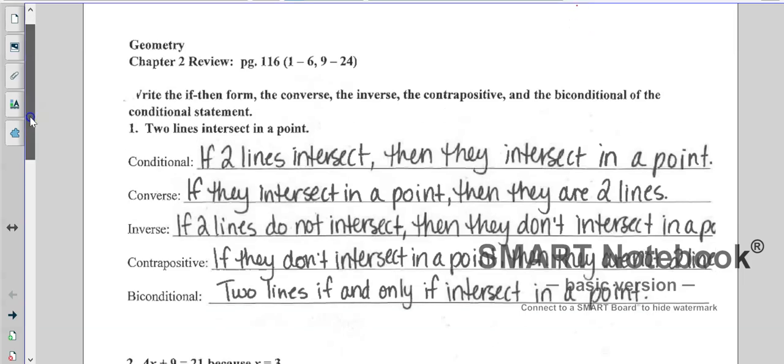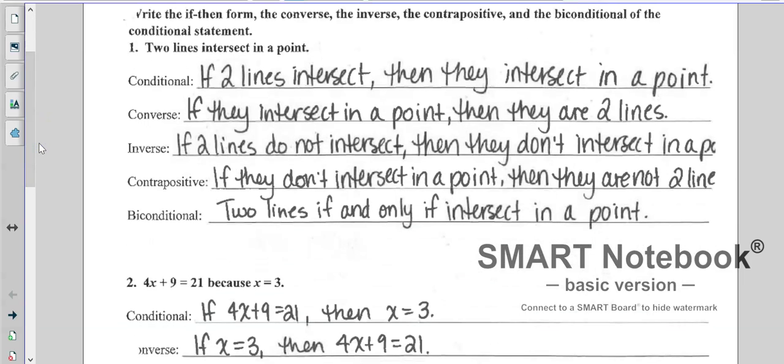All right, so you have the simple statement, two lines intersect at a point. Now I'm not going to be picky about grammar or anything. You just want to add some words. And it says, remember to always add "if, then." Don't forget, that's the most important part to add to a conditional statement. So if two lines intersect, then they intersect at a point. All right? Variation on that is fine.